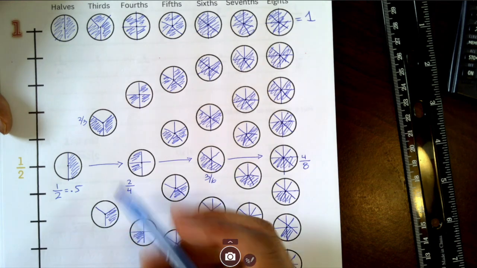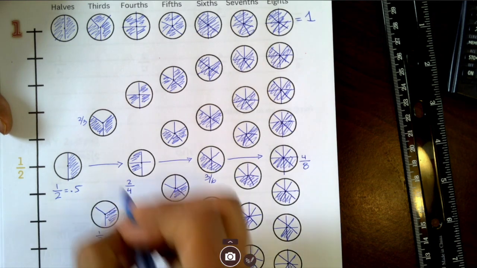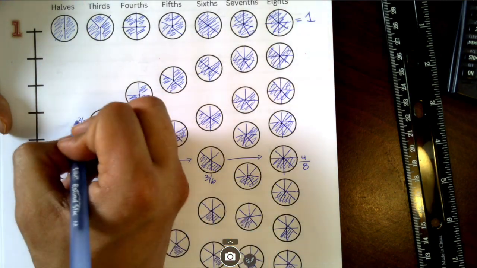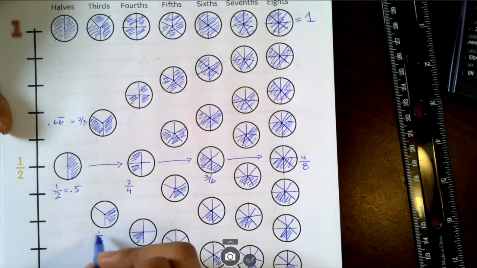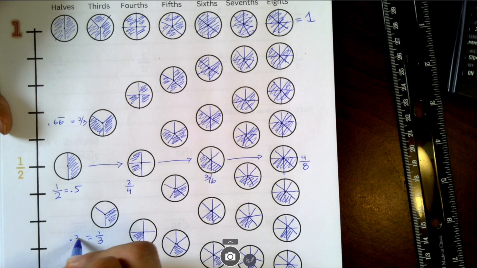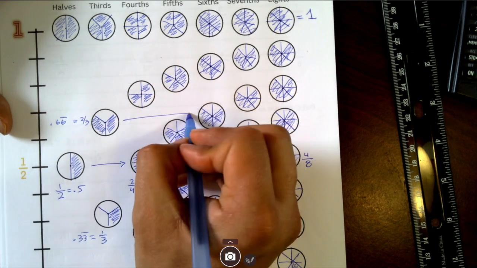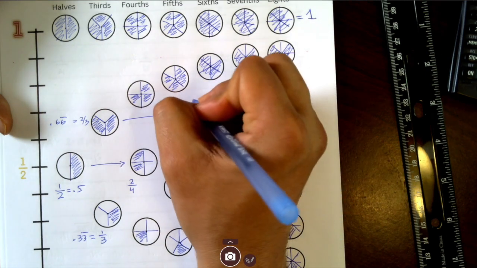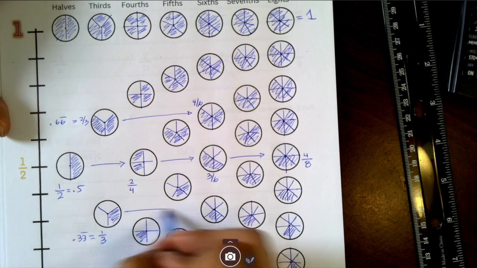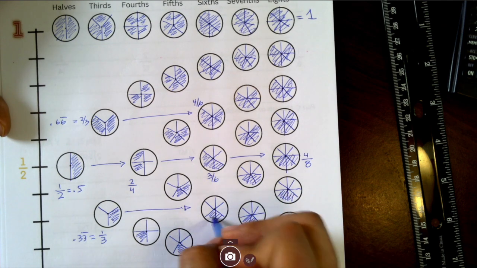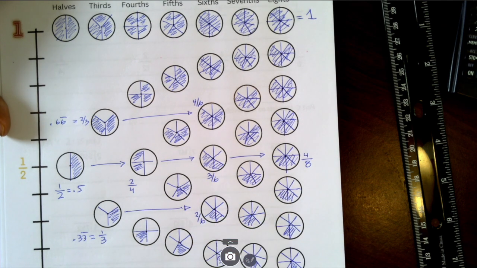On the thirds, we have 1/3 and 2/3. 2/3 is equal to 0.66 repeated. 1/3 is equal to 0.33 repeated. And this one's the same as this one right here, which is 4/6. And then this is the same thing as just 2/6. Okay.